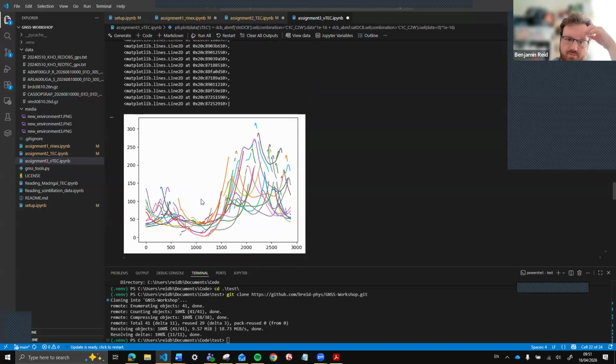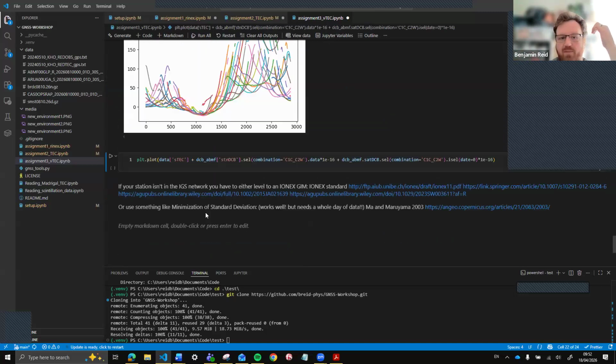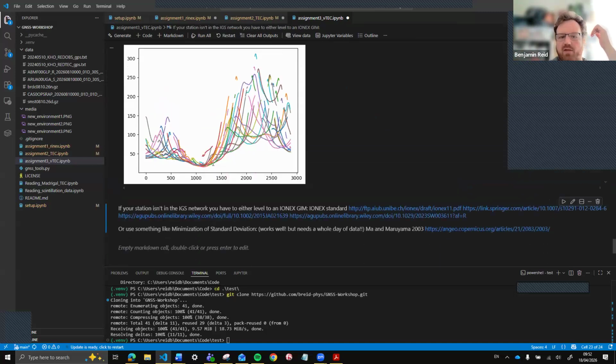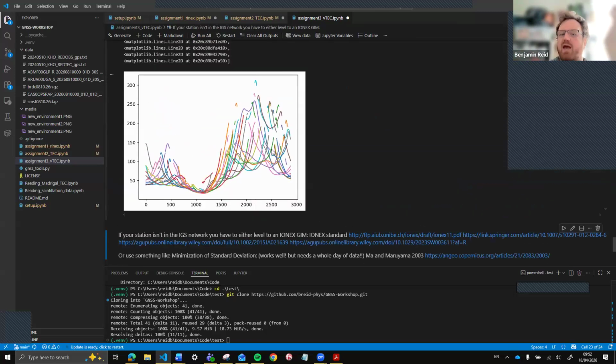But yeah, if you do both of them at the same time, this is what you would get for TEC after correcting all of the biases. You can see nothing is negative. You have your nice nighttime TEC here. There's a couple of arcs that are a little bit wonky, but such is life.